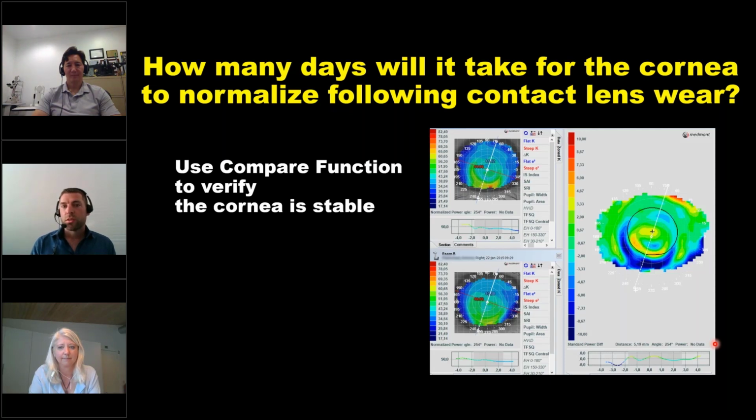And you just select 2 maps, and in Medmont I guess it's an analysis tab that you have, the compare function, and you just select the 2 maps you want to compare by using the control function, and then hit the button, and Medmont will automatically make the calculation and the difference between the 2 maps. You can do that in axial maps, tangential maps, refractive maps. So Medmont lets you do a lot of different subtractive maps.